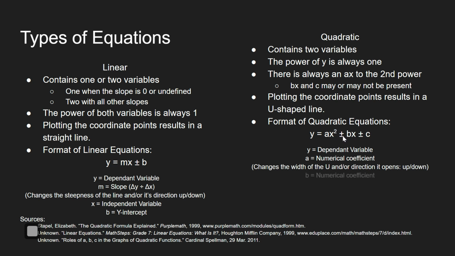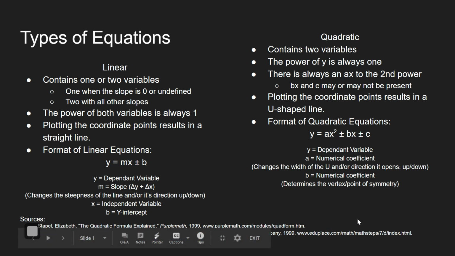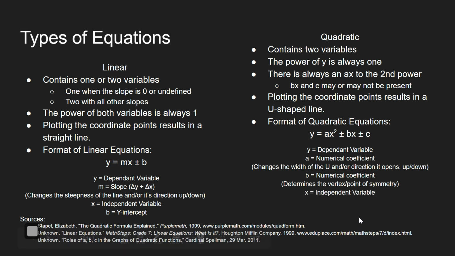B is another numerical coefficient. This is going to determine the point of symmetry, or the vertex. This is the point that it comes to. X is still the independent variable, and C is now our y-intercept.